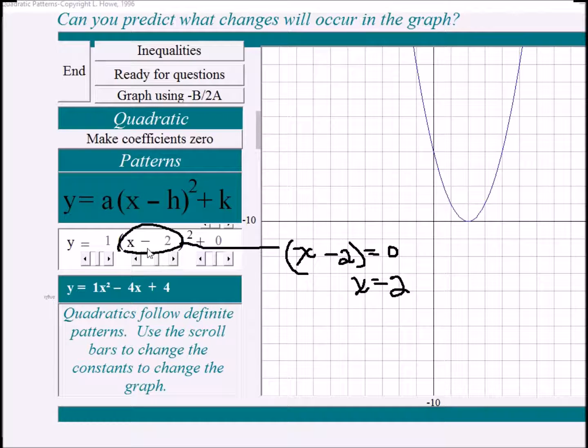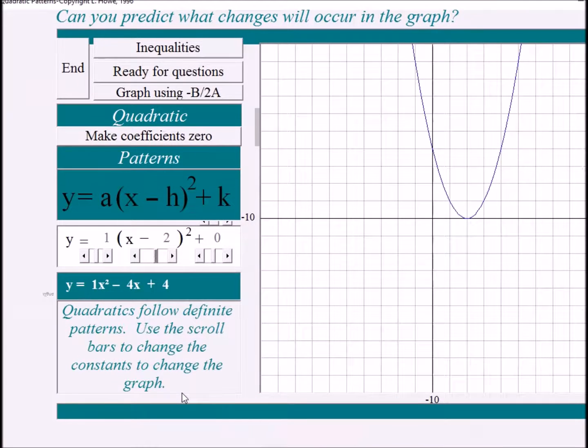One of our teachers said this is always going to be backwards from what you think it should be, at least at first, and he called what happened inside this quantity the bad dog. Like if there's a negative 2 in here, it moves 2 to the right. If there's a positive 2 in here, it moves to the left.